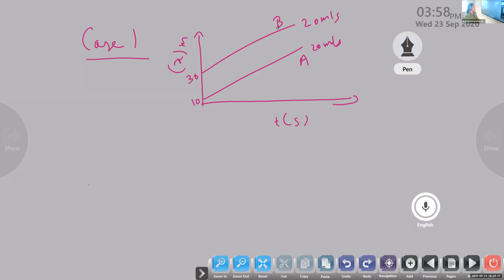Just think of the graph, children. If you draw a perpendicular like that, there is a path difference, no? There's a gap between them. Even a bus which started earlier and another bus B which started late. This graph shows motion starting from 30 meter, and this graph shows that its motion is starting at 10 meter. Just imagine.